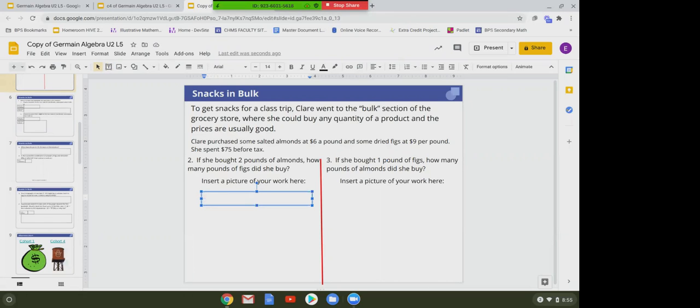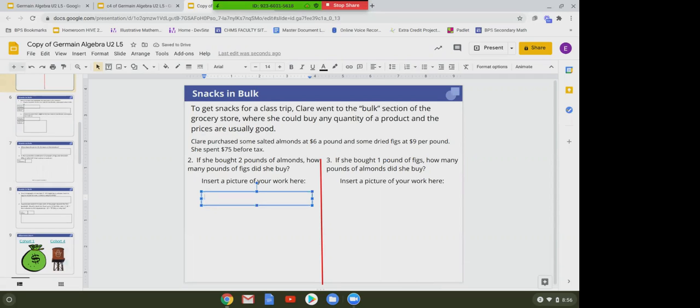Let's see what some friends are saying here. So I had Max give me my answer for number 1. Max, do you want to unmute and sort of tell me what you did to find that answer? What I did is I took, since each pound of almonds costs $6, I did 6 times 2, got 12. And I subtracted the total of 75 from 12, which left me with 63. And I divided 63 by 9.